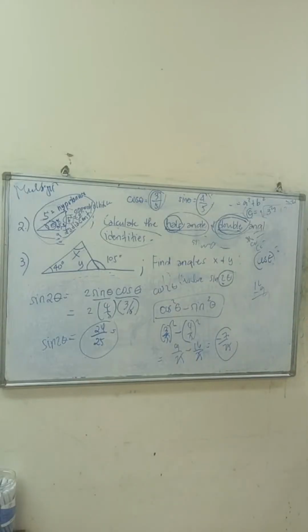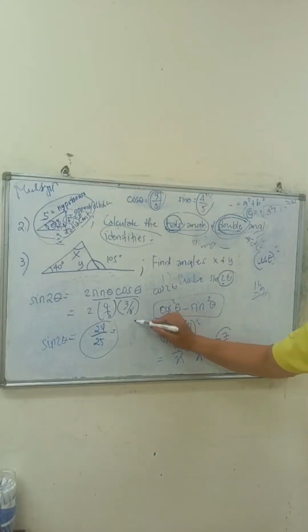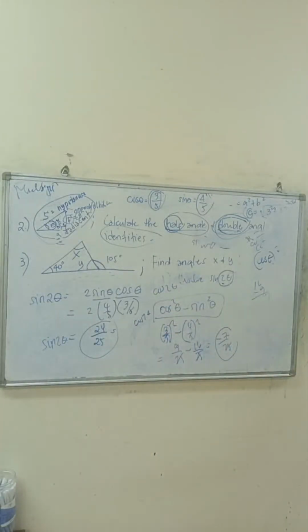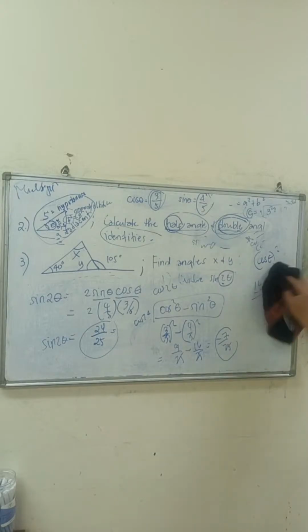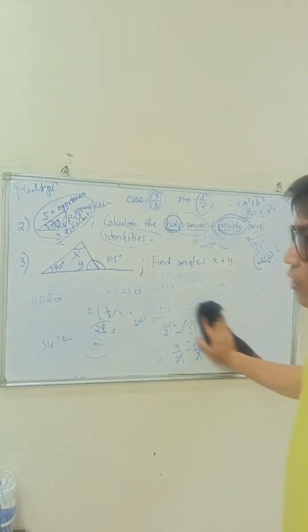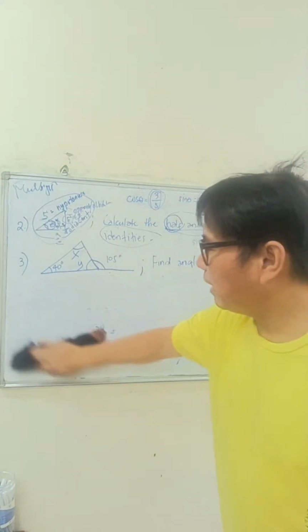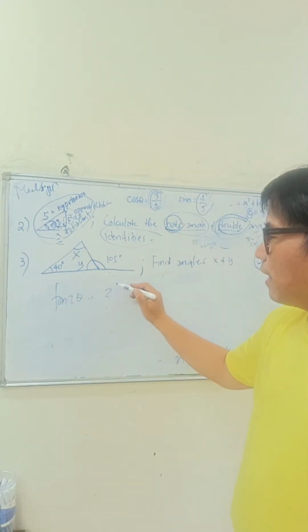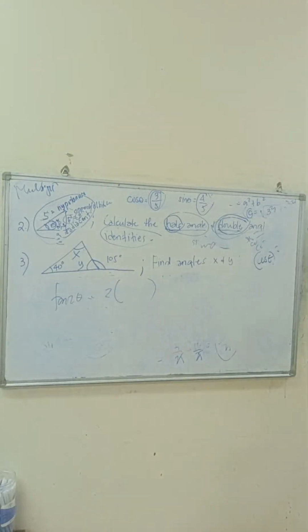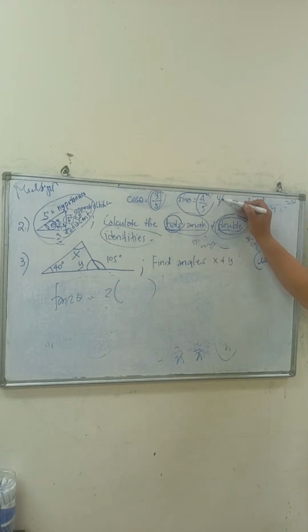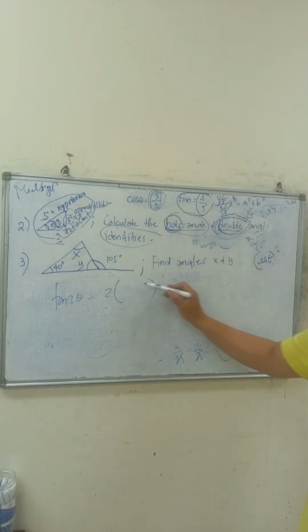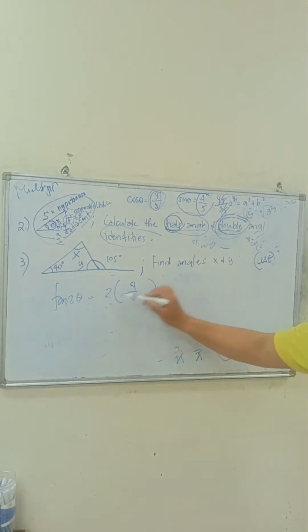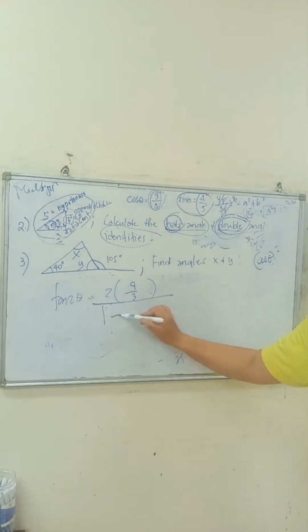We solved already the sine 2 theta and cosine 2 theta. And then we have the tangent 2 theta. Again, what is the formula of tangent 2 theta? Tangent 2 theta is equal to 2 tangent theta over 1 minus tangent squared theta. What is the value of tangent theta here? Sine theta over cosine theta, so 4 over 5 over 3 over 5. The same denominator cancels, so this is 4 over 3.